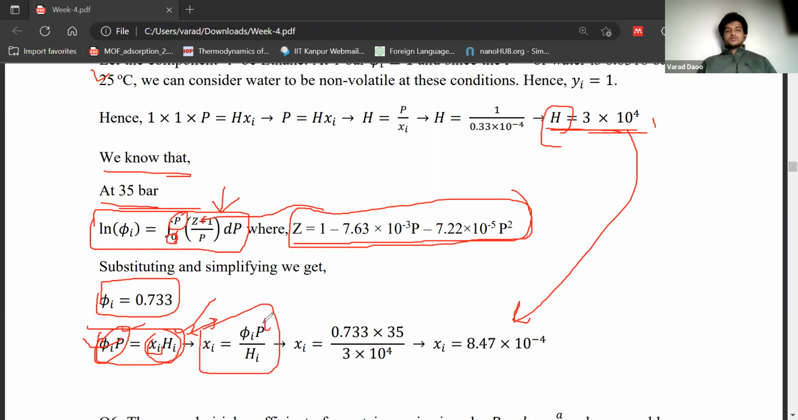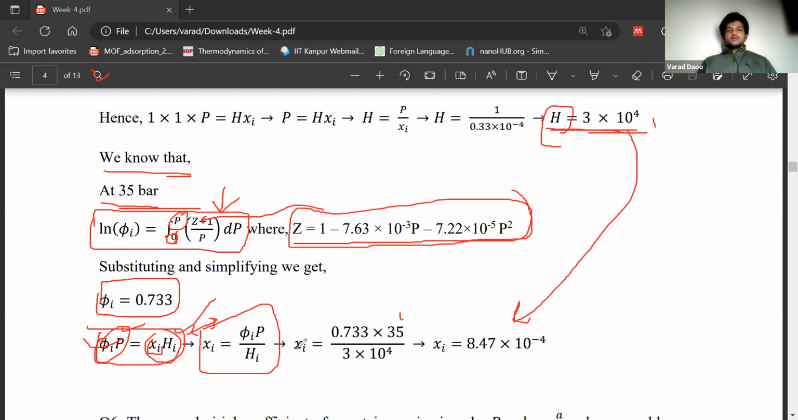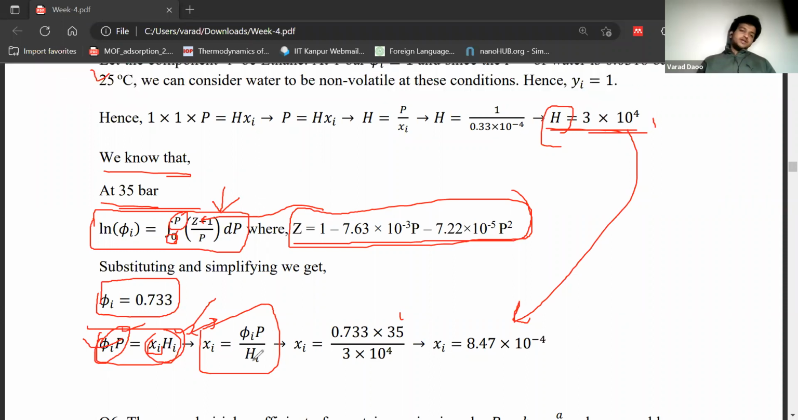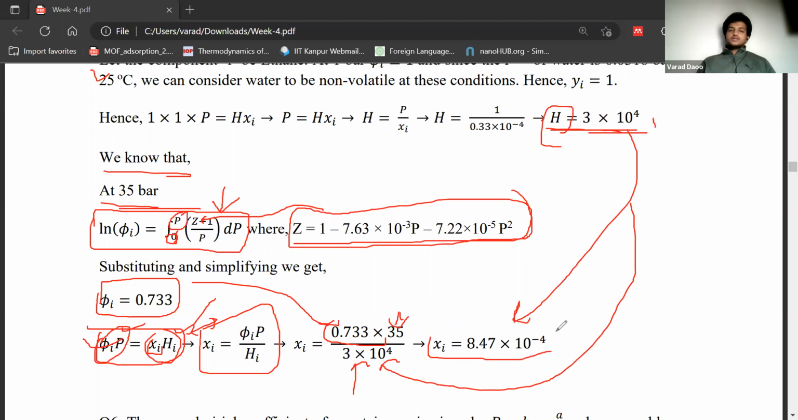This is nothing but the pressure, so this is the partial pressure: phi i P divided by Hi. We know phi, which we just calculated. This has already been given, and this we just calculated from here. Put in the values and you get this as 0.87 raised to power minus 4.